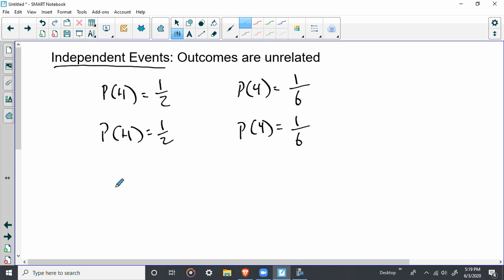So they might say, roll twice, right? Roll twice. What's your probability of getting a 4, then a 4 again?